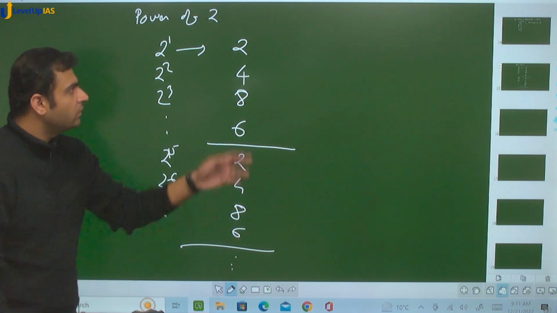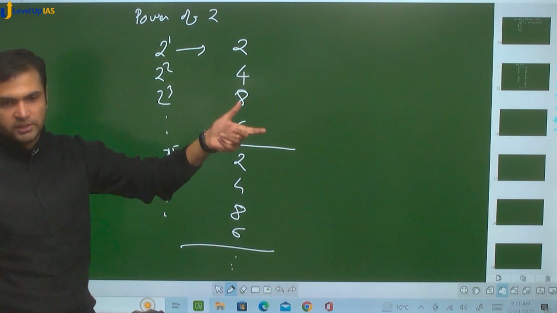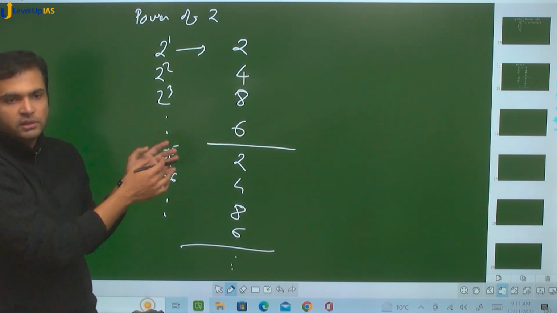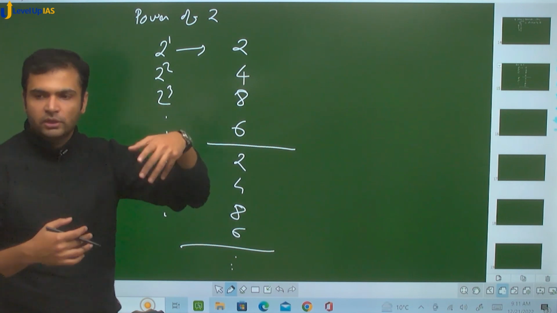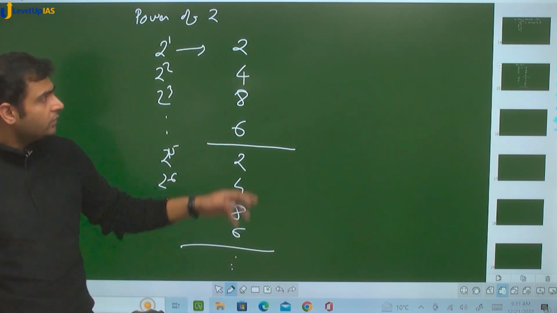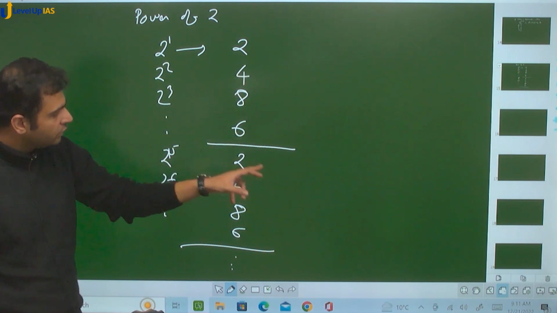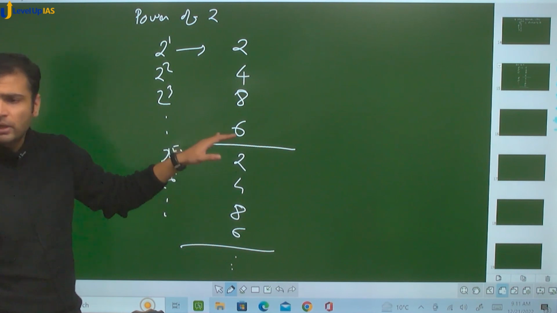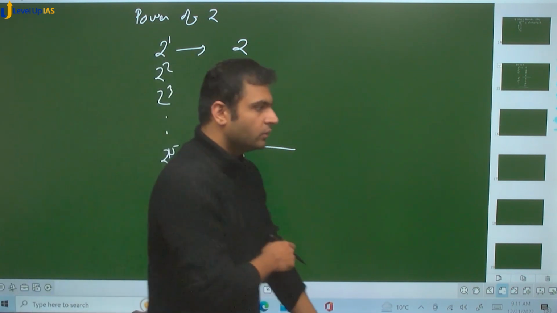Why was this happening? Because in multiplication, units place gets multiplied with units place and the rest of the things are immaterial to us, and we are only trying to find out units place. That was why this pattern was repeating. So 2 into 2 is 4, 4 into 2 is 8, 8 into 2 is 16, 16 into 2 is 32, 32 into 2 is 64 and so on. This was happening, so this pattern kept on repeating.